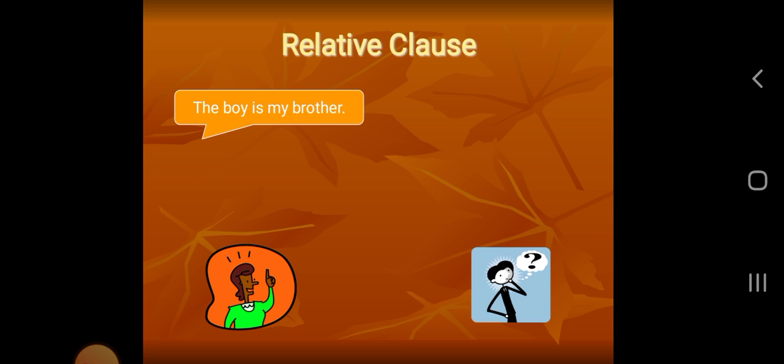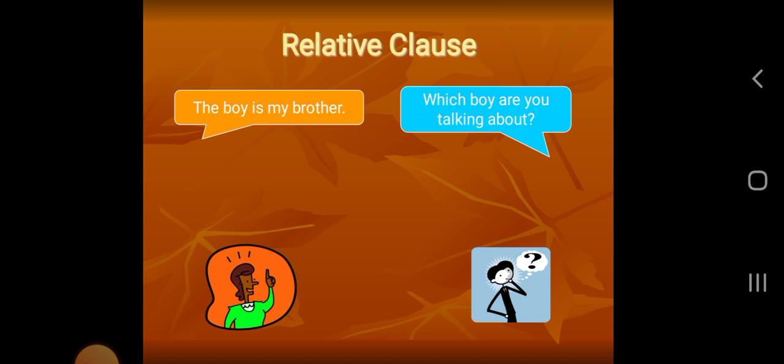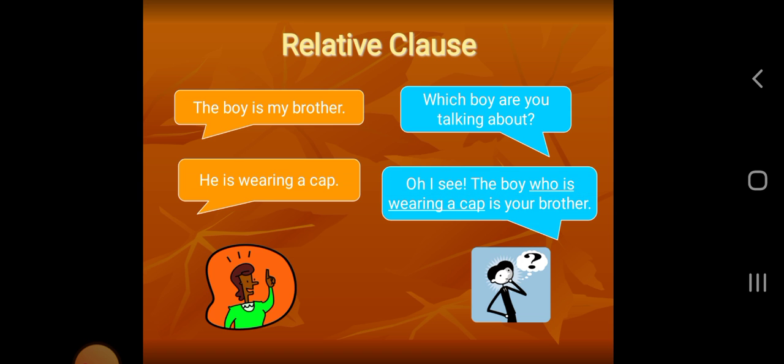We will see examples of relative clauses. The boy is my brother. These are words that describe this brother, additional words. Which boy are you talking about? They clearly show which boy we are talking about. He is wearing a cap. Oh I see, the boy who is wearing the cap is your brother. Here, the boy who is wearing a cap is your brother. The relative clause uses who.